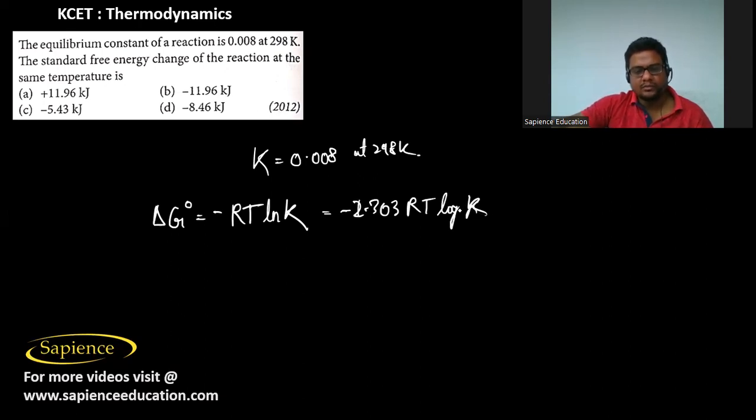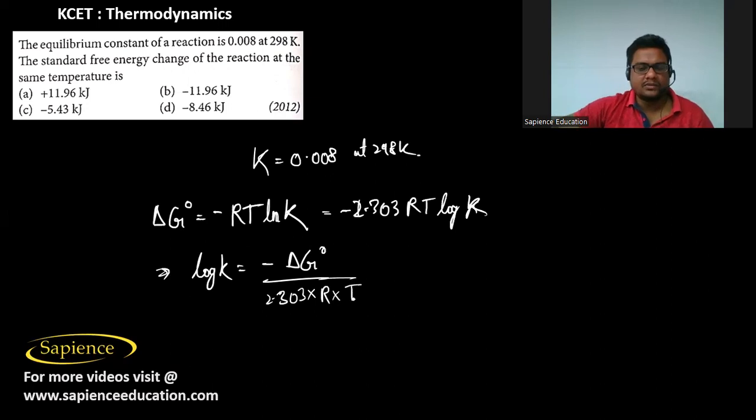So when there is no base for log, this means the base is 10. And for ln, it means log base E. The base is E here. So therefore, we can say that log K will be equal to minus delta G naught divided by 2.303 into R into T. Now the T is 298 Kelvin. So minus delta G naught.